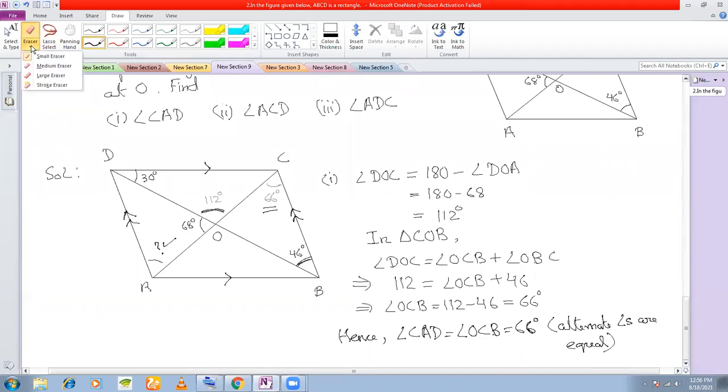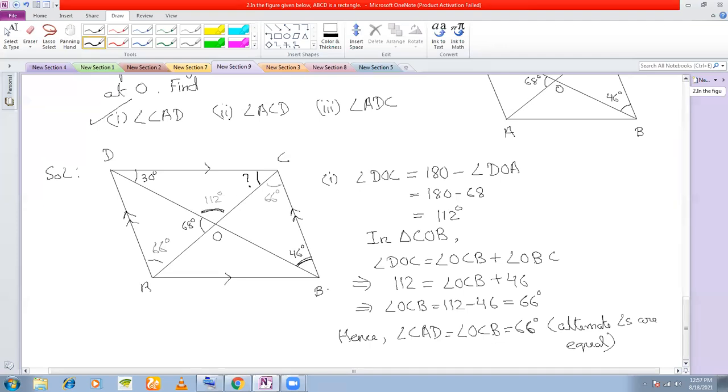Okay, let's write it in the figure. This is 66 degrees. So we have found this angle. So that first part of the question is done. Angle CAD we have found out. Next, which angle do we need to find? See, question number 2 is angle ACD. So which one is angle ACD? This angle.